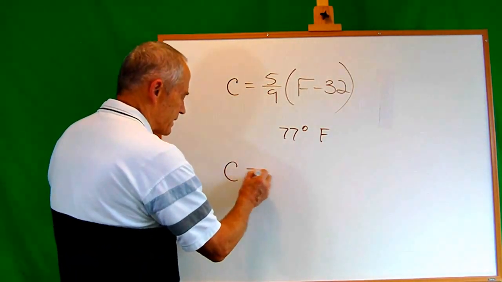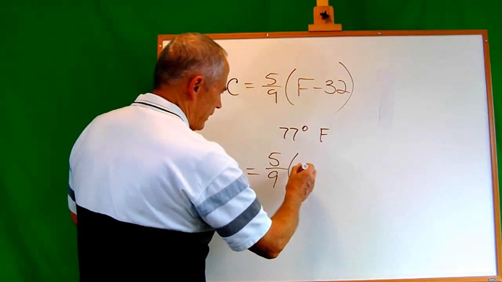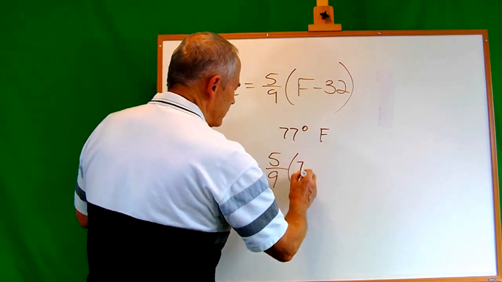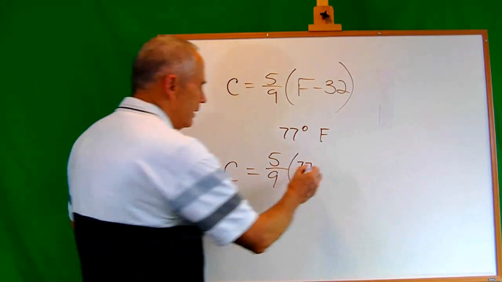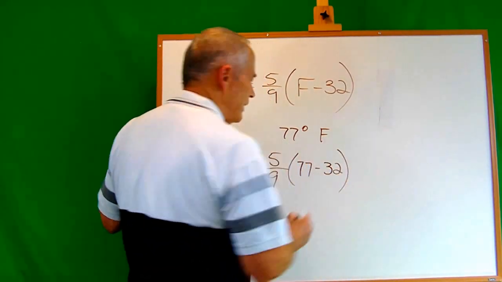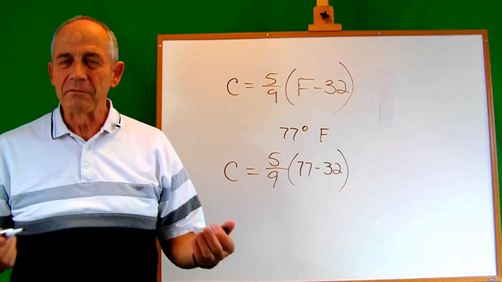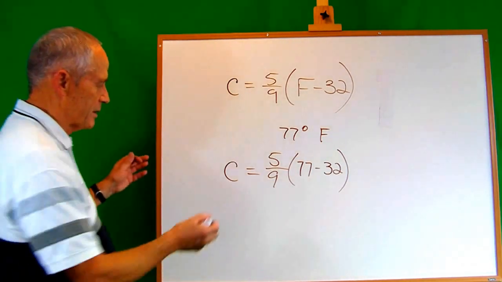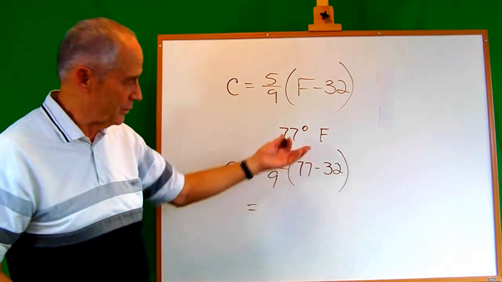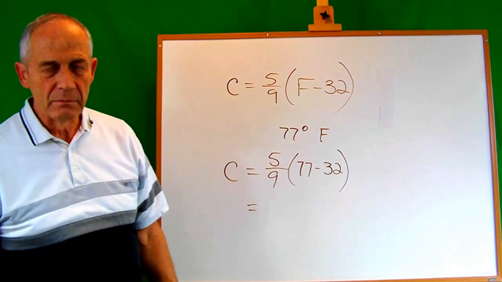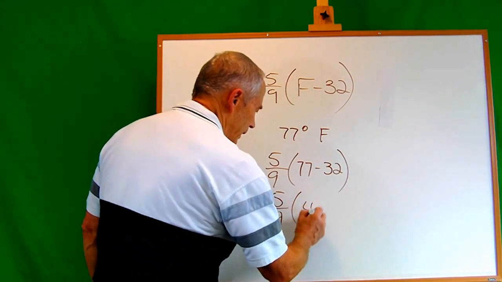We're looking for C. We don't know what it is. We do know what the Fahrenheit is. So we put the 77 in there because that's what the F is. It's the reading in Fahrenheit. Now once we have done that, we can evaluate the resulting equation and find what centigrade will be at that point. So we just do this, and we do what's in parentheses first. That's the rule, still is. 77 minus 32 is going to be 45.